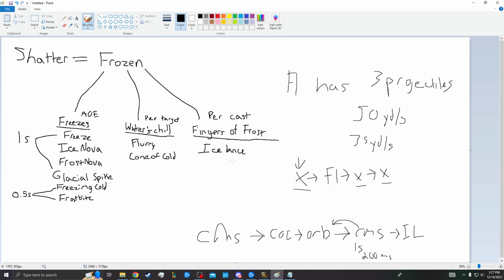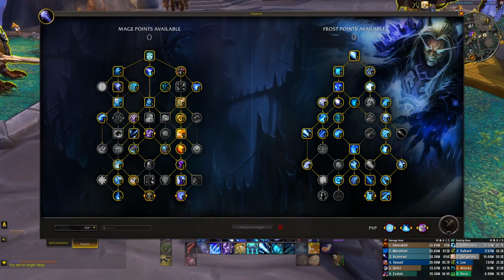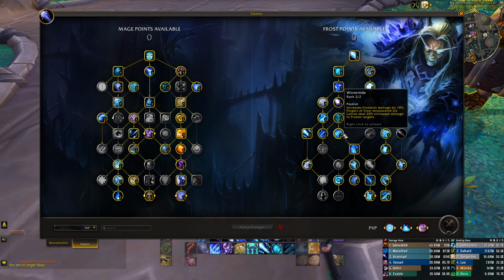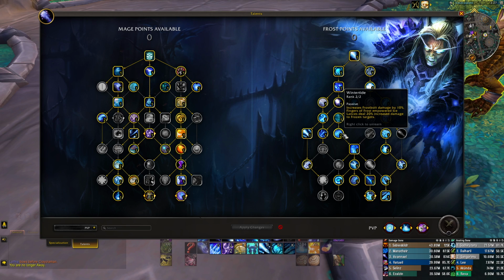Fingers of Frost, there's really not much to talk about here, except it just affects Ice Lance on all targets. And I guess we'd start talking about some talent stuff. So we're looking at talents, right? The main 2 of note that really affect your freezing is Wintertide. So Fingers of Frost and Powered Ice Lances deal 20% increased damage to frozen targets.